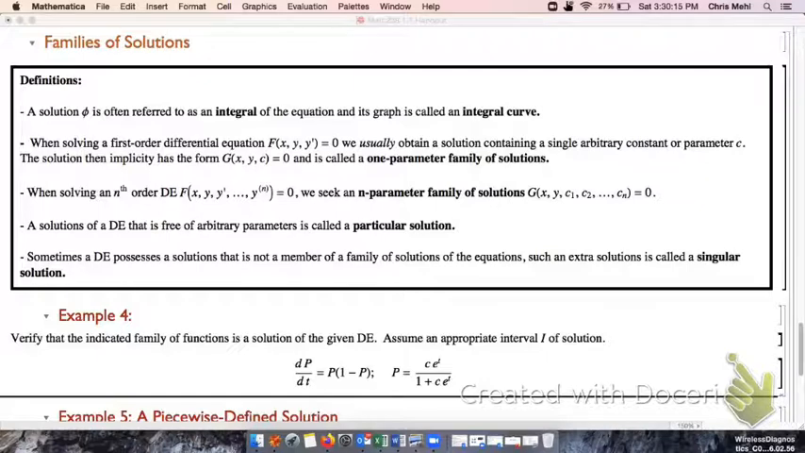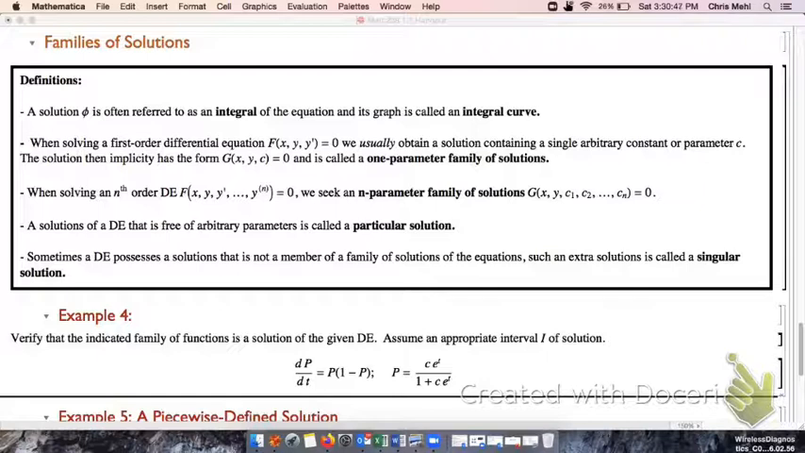So, definitions: a solution phi is often referred to as an integral of the equation, and its graph is called an integral curve. Okay. Because again, if you're thinking of a first order differential equation like dy dx, right? The original function is the integral. Okay, so you can think of the solution as an integral, and the graph is called the integral curve.